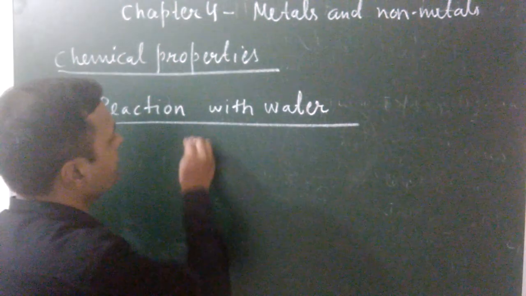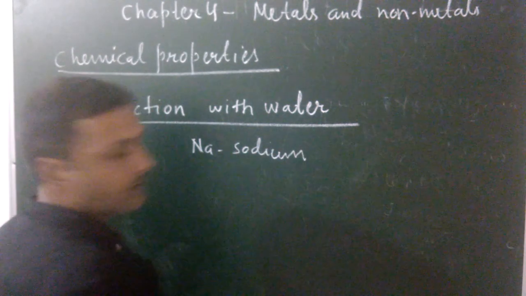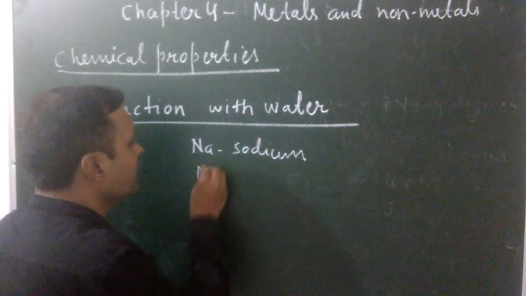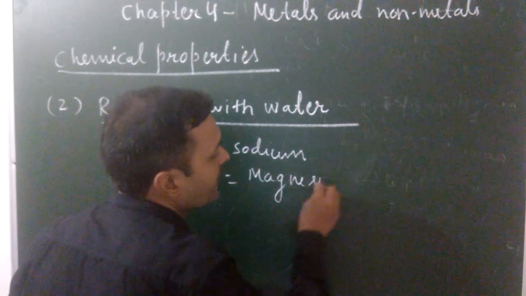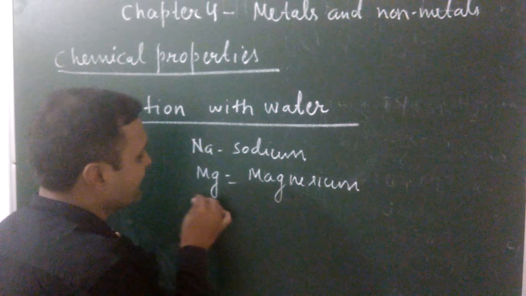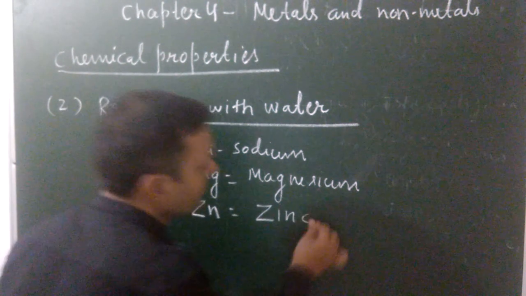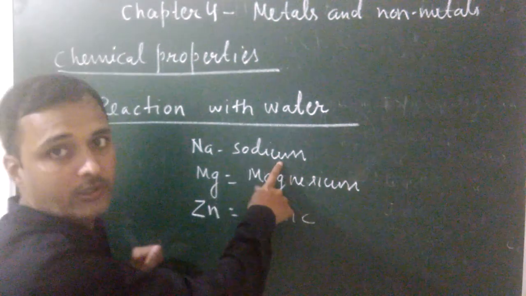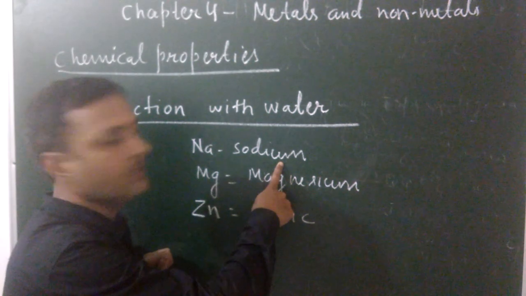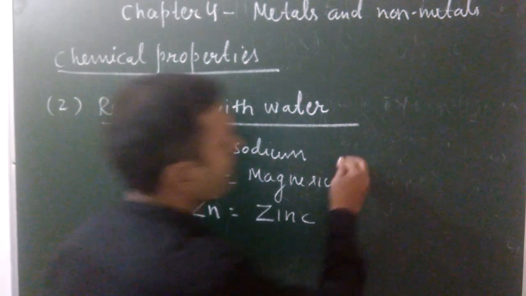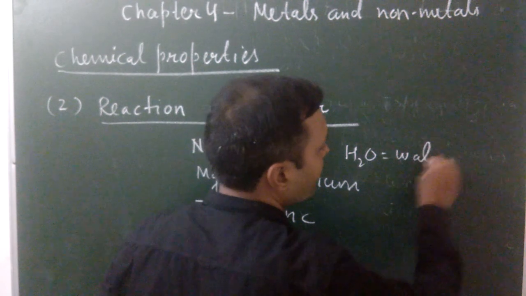This is the symbol of sodium, Na. Na represents sodium. Then Mg, that is magnesium, and the third one is zinc, represented by Zn. So Na is sodium, and all three are examples of metals, and all three react with water. You know the chemical formula of water is H2O.